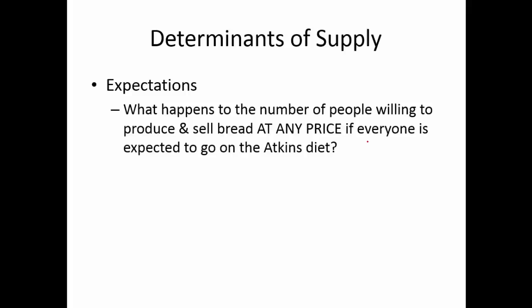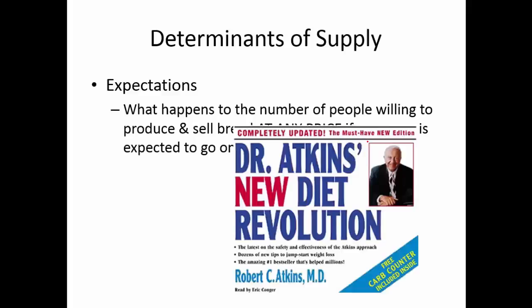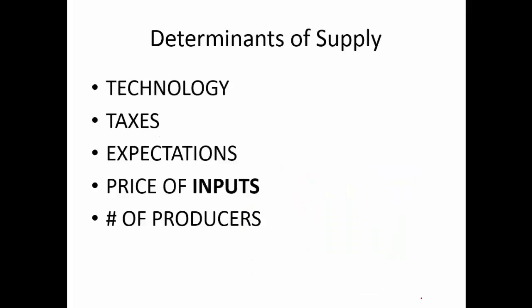And finally, expectations. What happens to the number of people willing to produce bread at any price if everyone is expected to go on the Atkins diet? Now, the Atkins diet, you might be familiar with, is an all-protein, no-carbs diet. So if everybody really embraced this, what would happen to demand for bread? Well, demand for bread would disappear. But foreseeing that demand for bread is disappearing, what would bakery companies do? Would they continue operating? No, they would eventually have to shut down. So if this became a really big deal, you'd see a decrease in demand for bread, and then you would consequently see a decrease in the supply of bread.